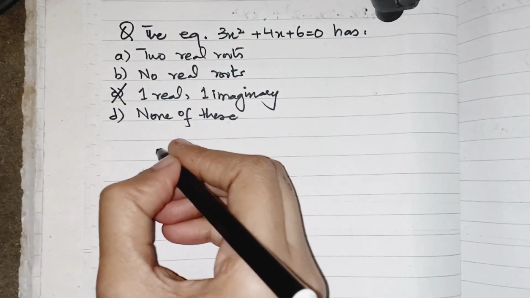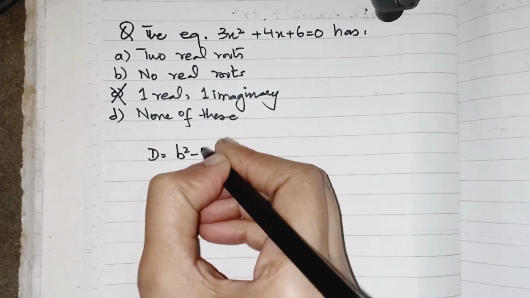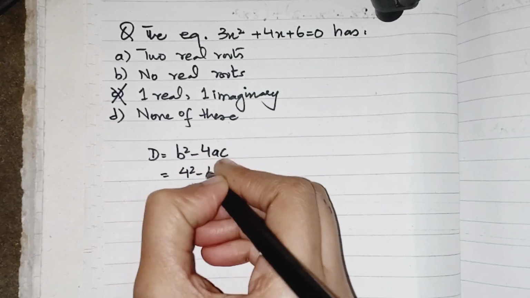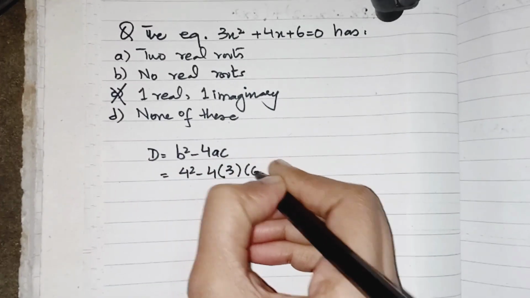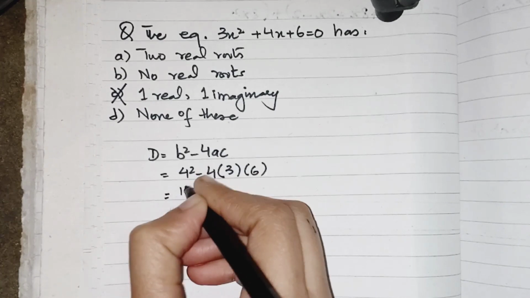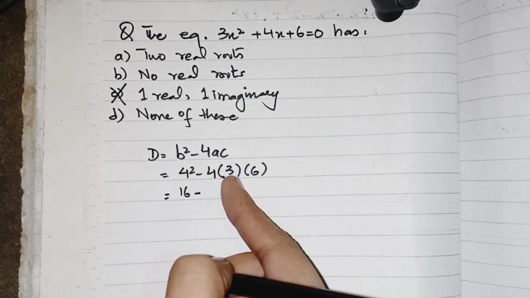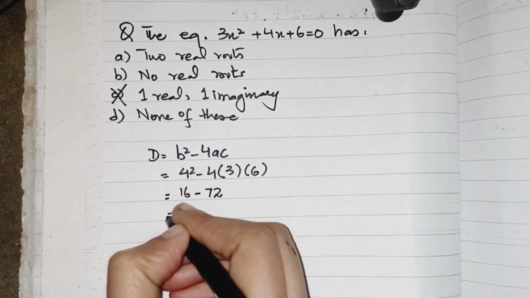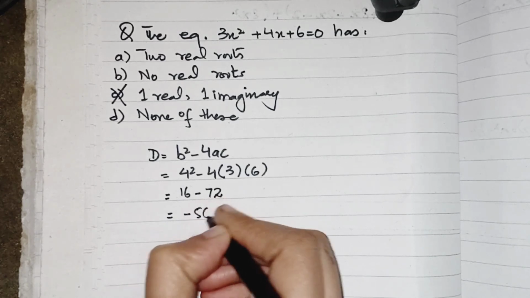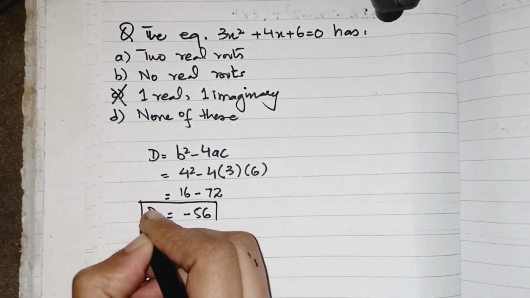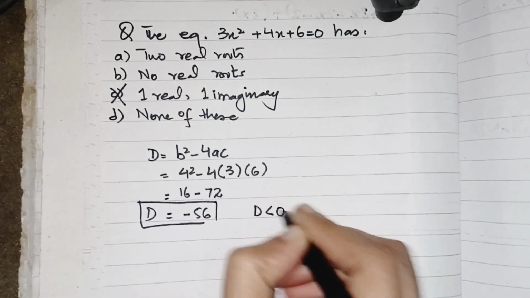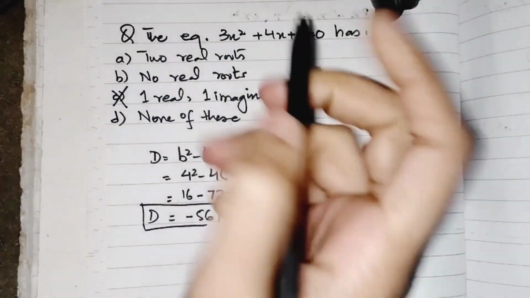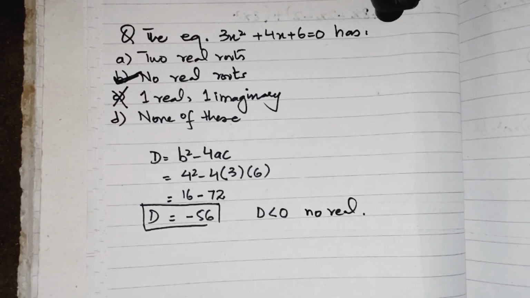Applying the formula of D, which is b square minus 4ac. The value of b is 4, and a and c are 3 and 6. Square of 4 is 16, 4 into 3 is 12, 12 into 6 is 72, and after subtraction we will get minus 56. So D is negative, when D is greater than 0 roots are real. So we can say that there are no real roots because D is negative. So option B is our right answer.